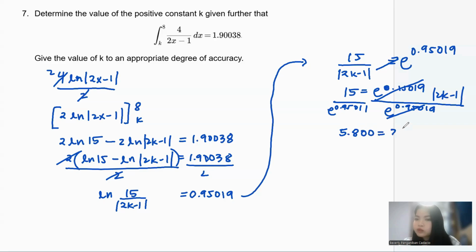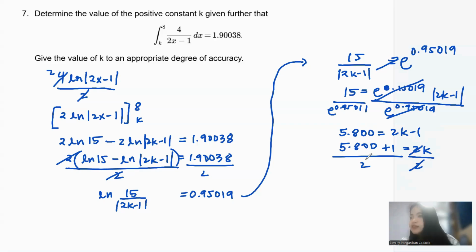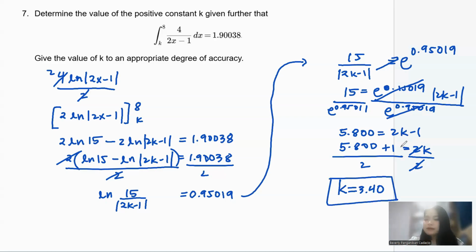That's equal to 2k minus 1. And then you can just, of course, do plus 1 and then divide by 2. You do plus 1 there. That's equal to 2k. Divide both sides by 2, so that you can finally get your k. Put that in the calculator, and your final answer will be approximately 3.40. For the value of k, to an appropriate degree of accuracy, at least give me 2 decimal places or 3 significant figures. That's the most standard for us to reach higher accuracy.